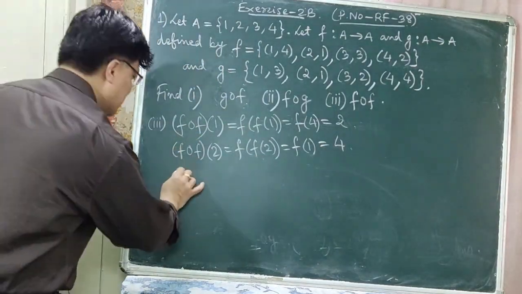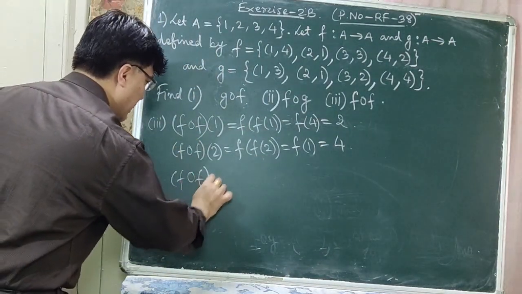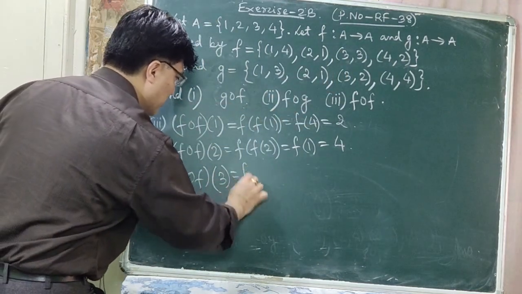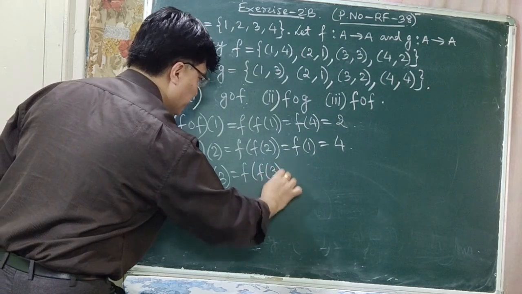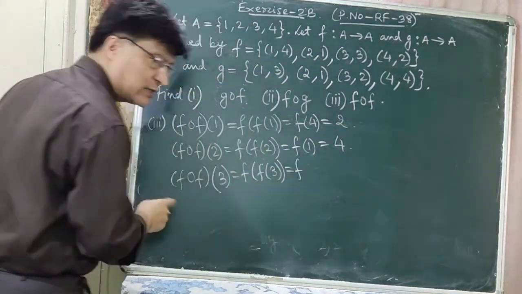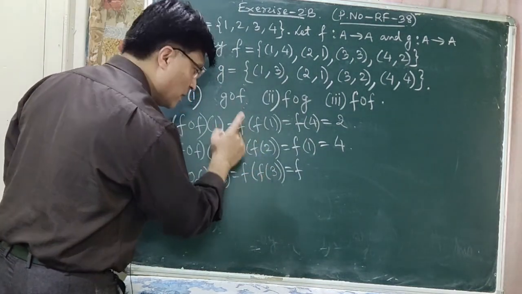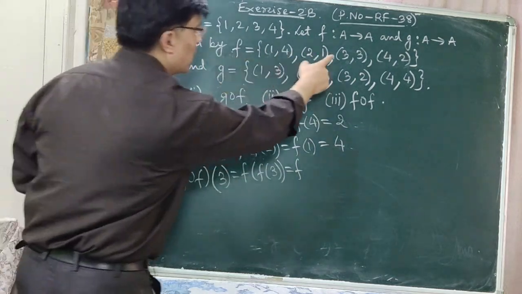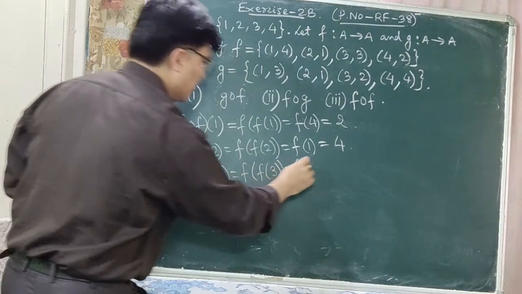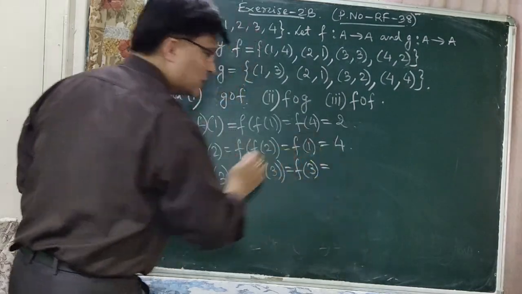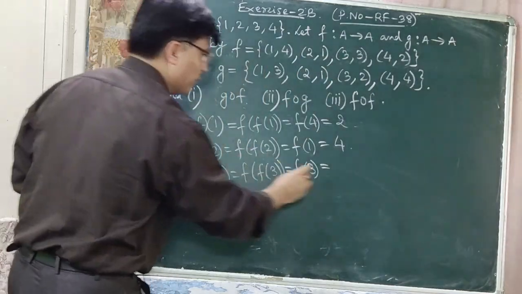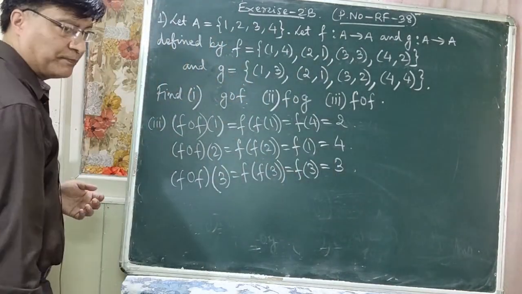Okay. So next, f of f, within bracket 3 is there. So it is defined as f of f of 3. You write f first, then f of 3 means, 3 is related with which number under f? 3 is related with 3 under f. That is 3, which is equal to, again, this 3 is related with 3 under f. Which is equal to 3.